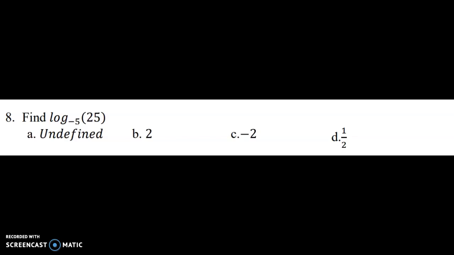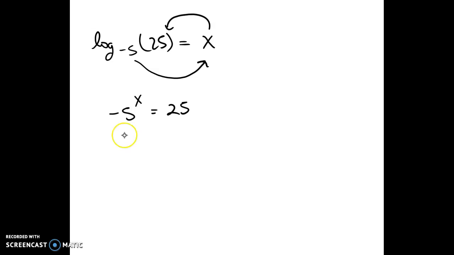Now let's look at if we did set this up, to see where we would run into a problem. Since we're trying to find this log and I don't know what the number is, I'm going to set it equal to x. I'm going to change it to an exponent. So -5 raised to x is equal to 25. Now if I divide that -1 over, I get 5 raised to x is equal to -25.